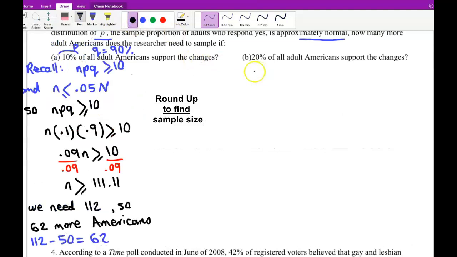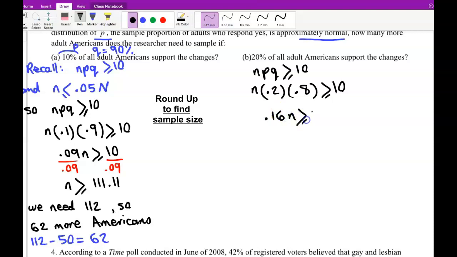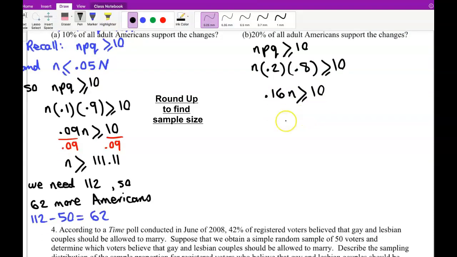Okay, do the same for part B. Now instead of 10% from part A, here we have 20%. So again, n times p times q should be greater than or equal to 10. So p is 20% and q is 80%. Solve for n, divide both sides by 0.16, and n is greater than or equal to 62.5.